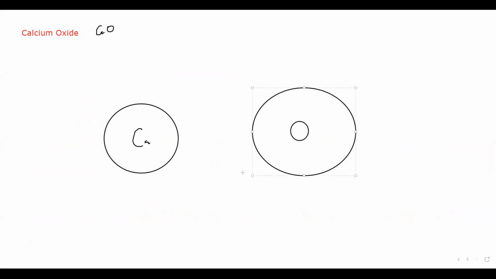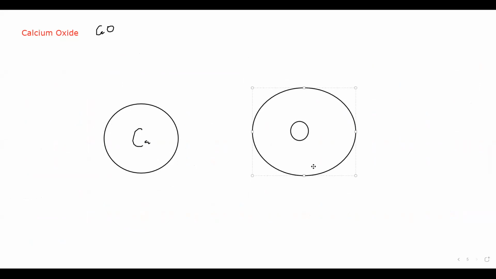So the calcium oxide formula is CaO. So we just have to draw one calcium and one oxygen. When we draw the last shell, this is the last shell of calcium and this is the last shell of oxygen.